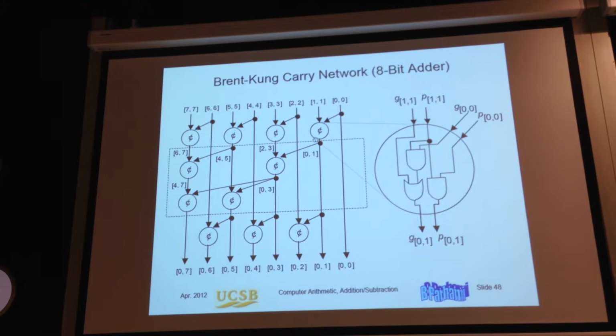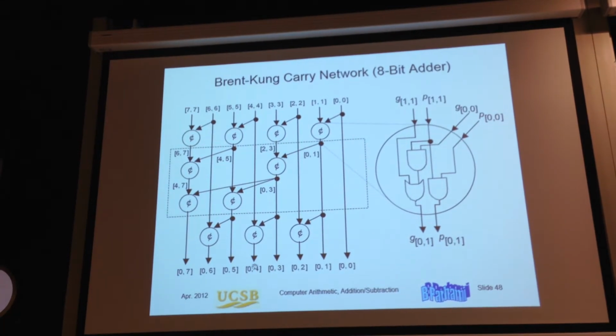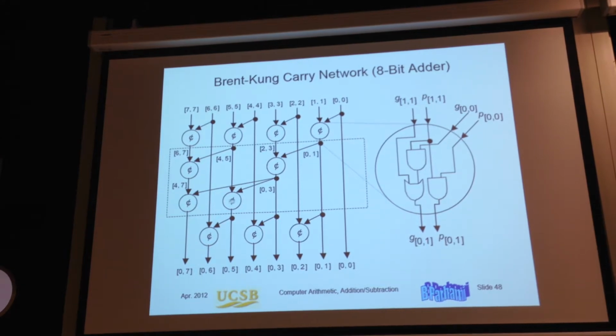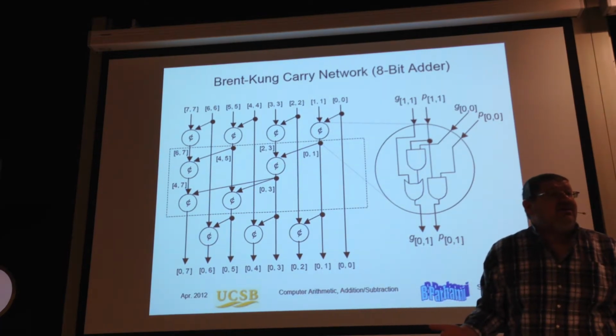Then I have said, this is telling me the story 0, 1, which is good for output. These two will tell me the story 0, 2. These two will tell me 0, 3. These three will tell me 0, 4. These three will tell me 0, 5. These four, 0, 6. And these three, 0, 7. Then I got all the carries. Actually, there are no carries, there are P's and G's. But if I know P and G, I know the carry.